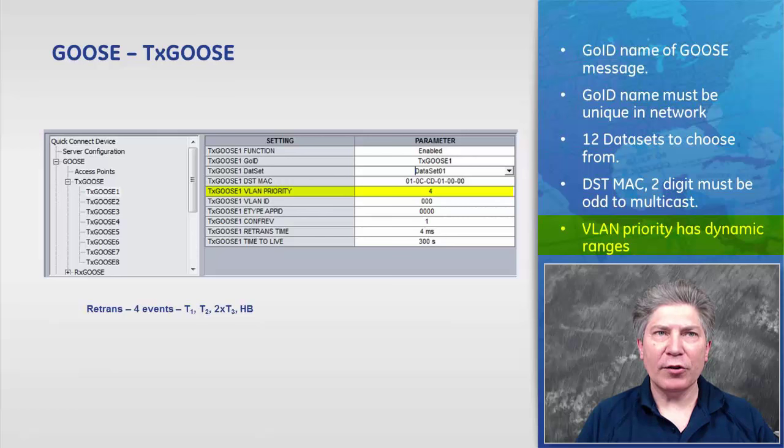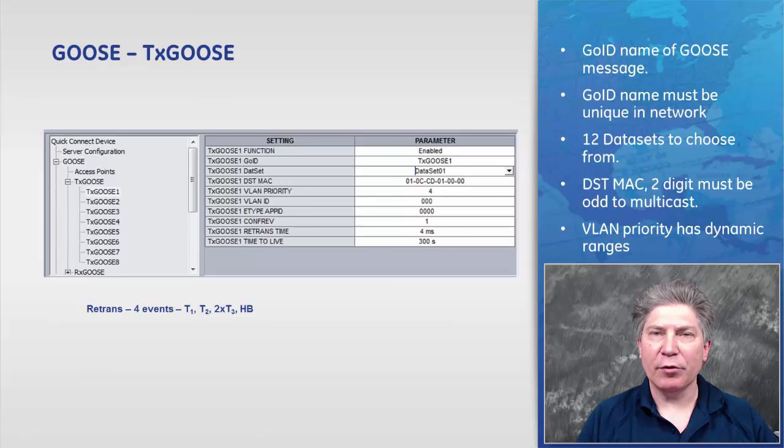The VLAN priority has expanded. It's still 0 to 7, where 7 is the highest. A dynamic range has been added so that the first event has the priority value, the first digit, and the next event message uses the next decremented value.